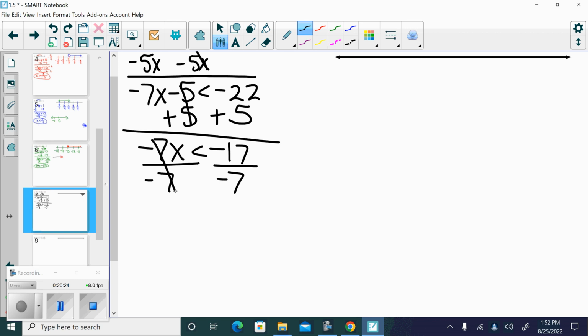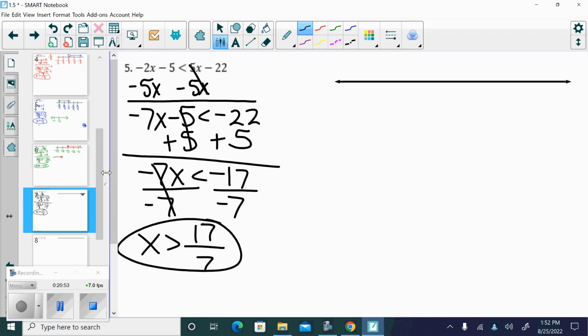Yes, very good. Okay, so your x's alone, you flip it. 17 over 7, very good. So that does not reduce. There's nothing that can divide into both, but I have a negative divided by a negative, so it becomes positive. Yeah, negative divided by a negative turns into a positive.